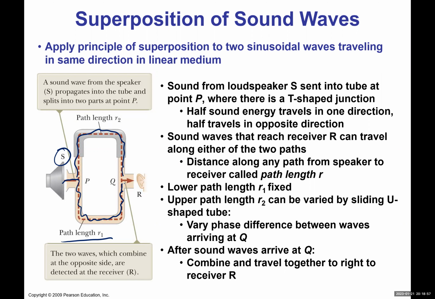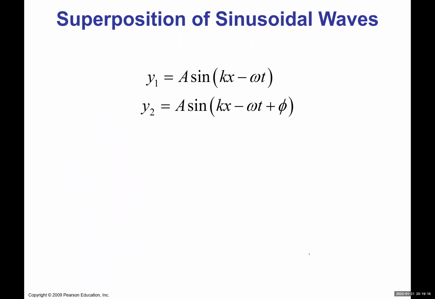And one thing we have here is when they reach Q, they combine, and what basically goes to R will depend on their phase difference. So the mathematical approach for this will be more or less something like this. Taking one wave to be Y1, another wave to be Y2, we put it as A sine(kx minus omega t). Second one, Y2 equals A sine(kx minus omega t plus phi), assuming that there could potentially be a phase difference between them.